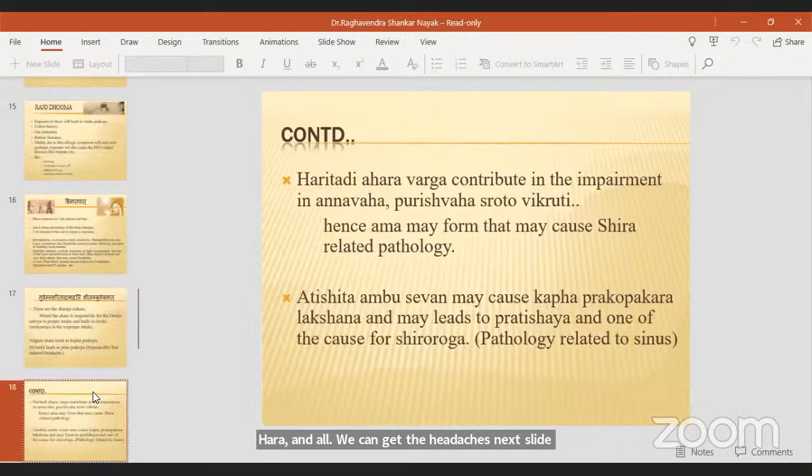Haritadi Ahara Varga contributes to the vitiation of Annavaha, Purishavaha, Rasa, Rakta, and Ama may form. And if you go on seeing the Ama Lakshanas, there also Shirashula is one of the Lakshanas, hence directly or indirectly Ama is also related with Shiroroga. Next slide.